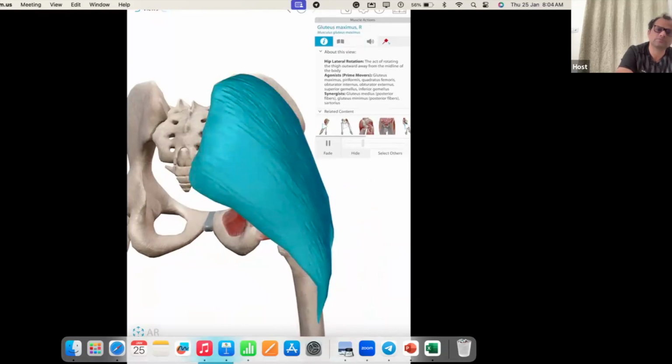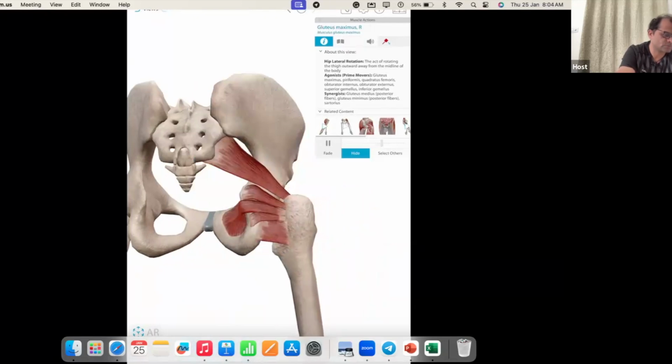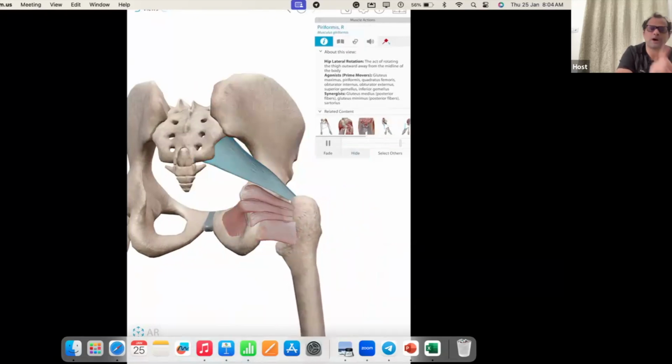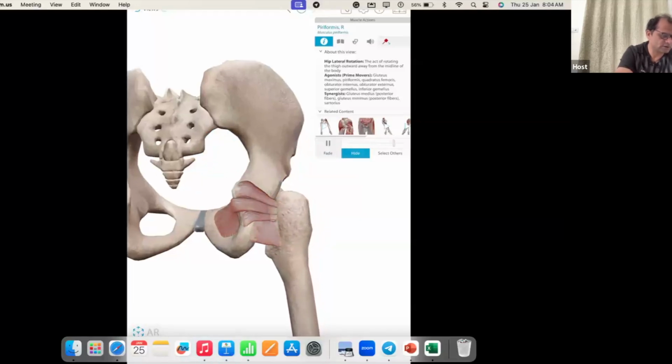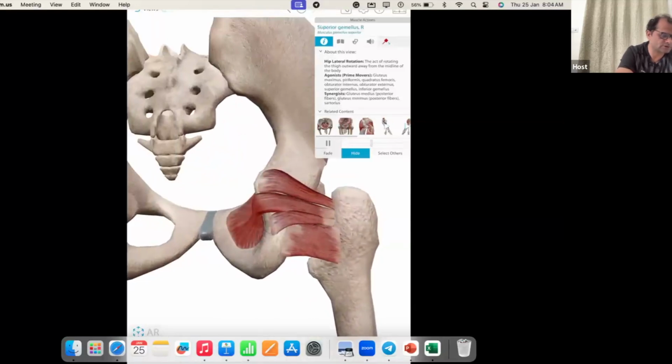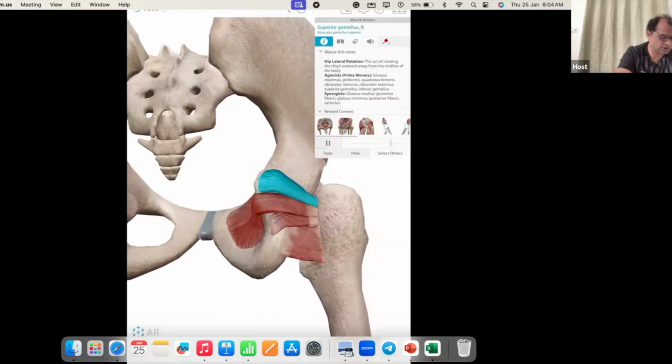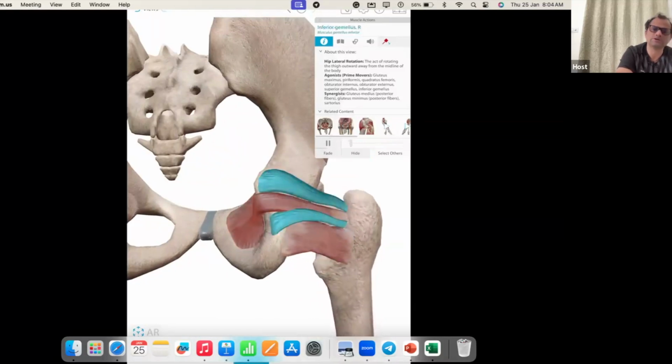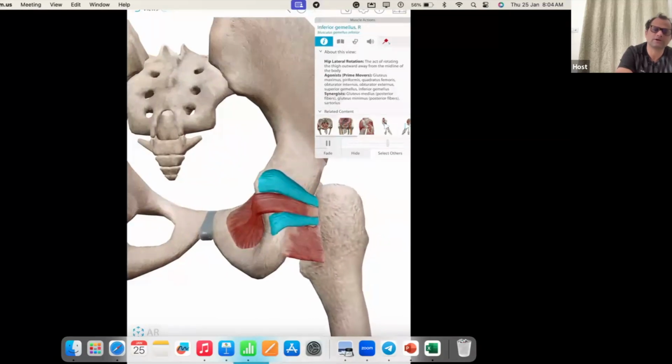If we remove the gluteus maximus, then we'll see the other muscle. This is the piriformis. Piriformis is a very common muscle. Sometimes it gets compressed and people suffer with sciatica pain. It is a very important muscle that does lateral rotation. Then we can see how these other muscles are contracting. This is called superior gemellus and inferior gemellus. These two gemellus muscles, superior and inferior, do external rotation.